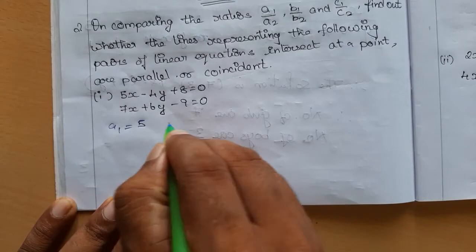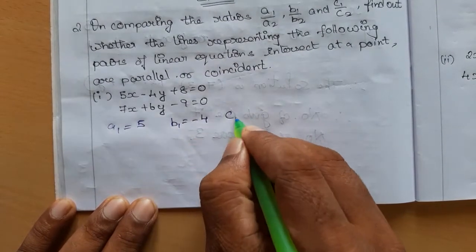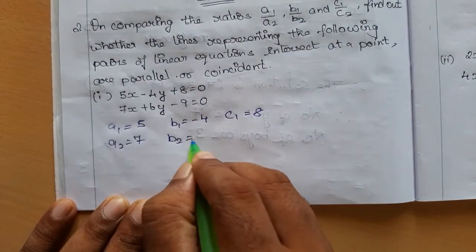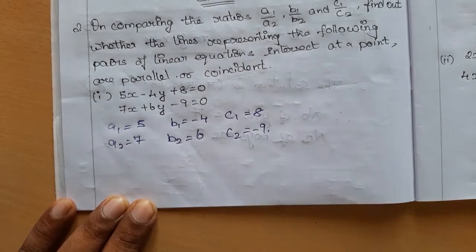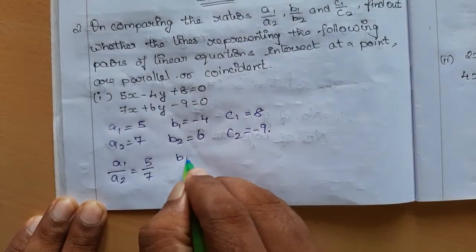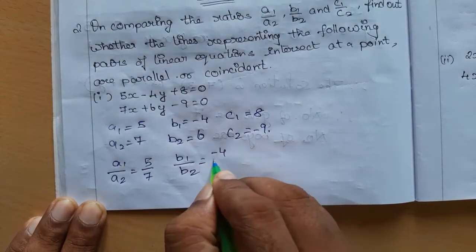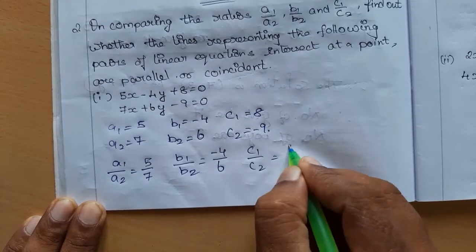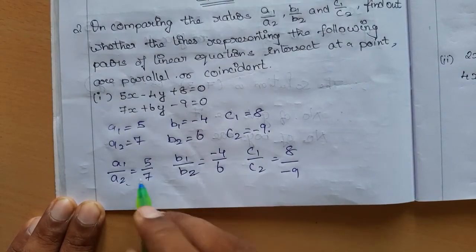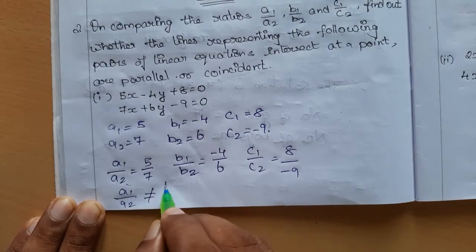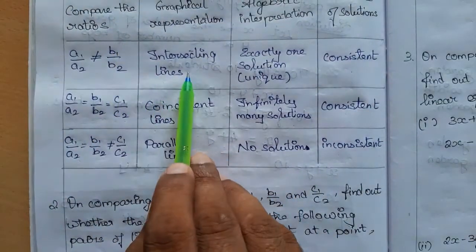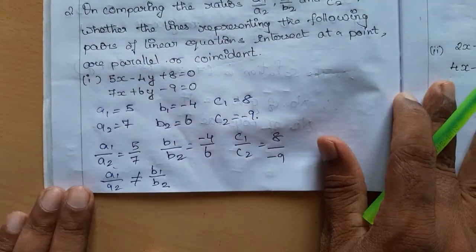Remember it. So from this you find what is a1, b1, c1, a2, b2, c2. So a1 is equal to 5, b1 is equal to minus 4, c1 is equal to 8, a2 is equal to 7, b2 is equal to 6, c2 is equal to minus 9. Now we compare. a1 by a2 is equal to 5 by 7, b1 by b2 is equal to minus 4 by 6, c1 by c2 is equal to 8 by minus 9. So here we can see a1 by a2 is not equal to b1 by b2. If a1 by a2 is not equal to b1 by b2, then it is an intersecting line.